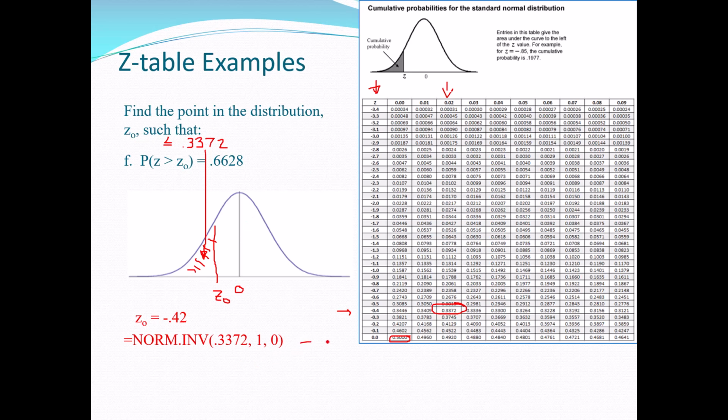However, here's the secret. These functions, the normal distribution function we saw earlier and the normal inverse function, allow me to put in any value of mu and sigma that I want. They work great for standard normals, but they're also going to work great for other normal distributions. If I have a distribution that has a mean of 100 and a standard deviation of 10, I can use these functions. And that, my friends, is going to make your life a lot easier.